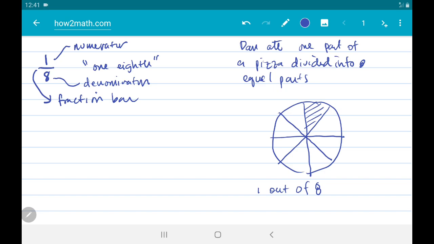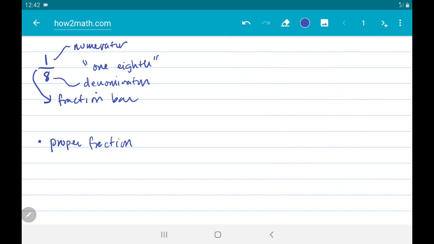In this video, we're going to learn about the terms used to describe the relationship between the numerator and the denominator of fractions. The first term is called proper fraction. Proper fractions are fractions whose numerator is less than the denominator. Can you give examples?